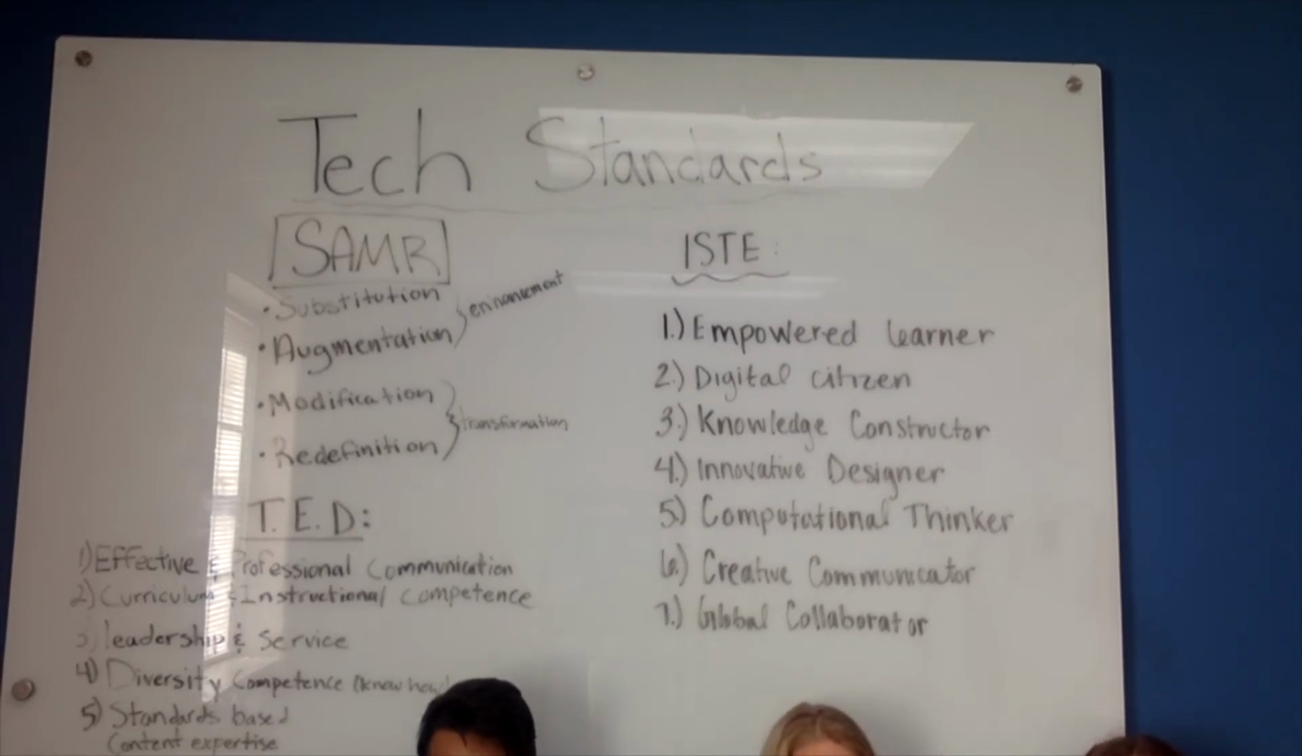The next one is when it goes into transformation, which is modification. Technology allows for significant task redesign. And different options of those could be online collaborations, peer feedback online, having a local audience, and just different kinds of options.